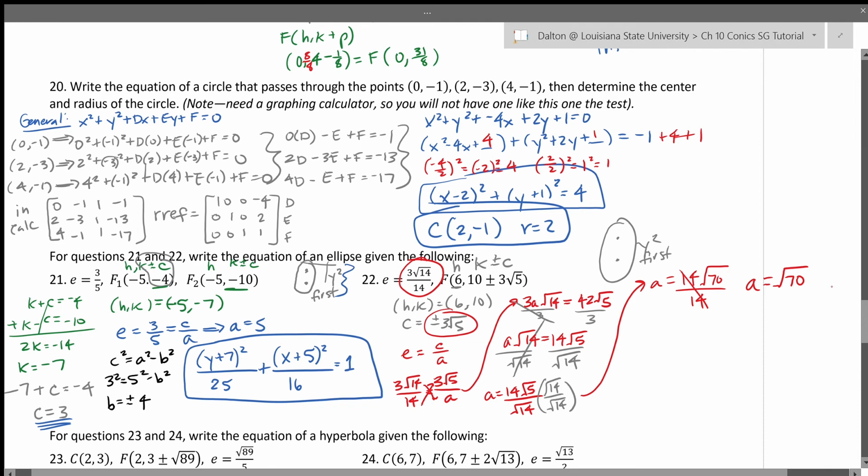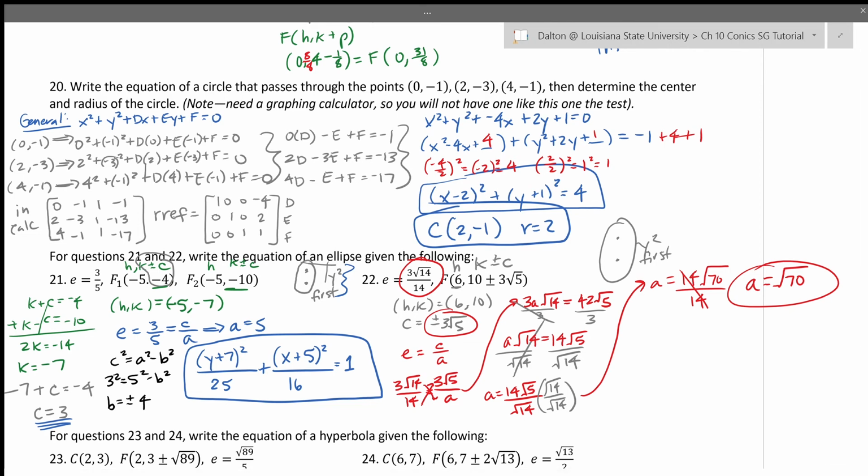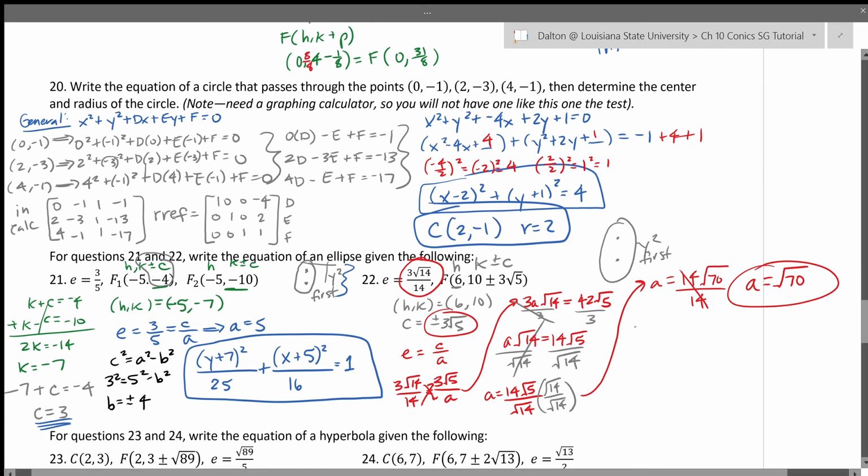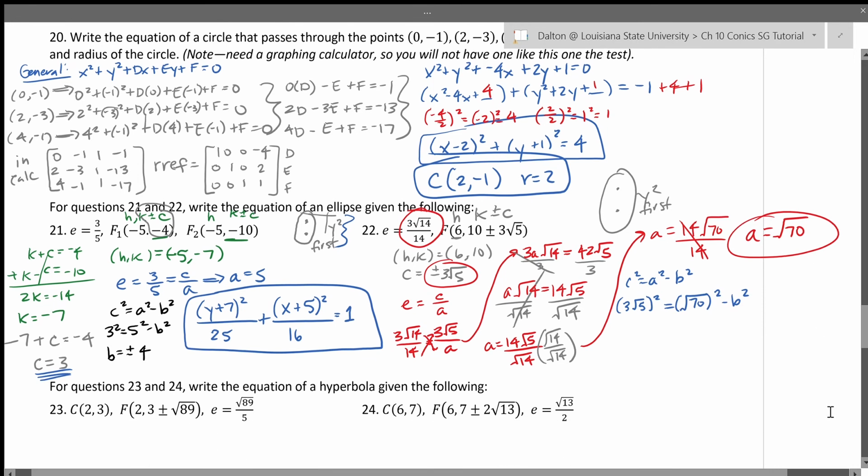So I found a, and I already knew c, and I knew h and k, so now I just got to go find b. Well, again, we know the relationship in an ellipse is c squared equals a squared minus b squared. So if I know that c is 3 square roots of 5 squared equals a squared, so that'll be the square root of 70 squared minus b squared. Well, 3 square roots of 5 squared. 3 squared is 9. The square root of 5 squared is just 5, so that'll be 9 times 5, equals the square root of 70 squared is 70 minus b squared.